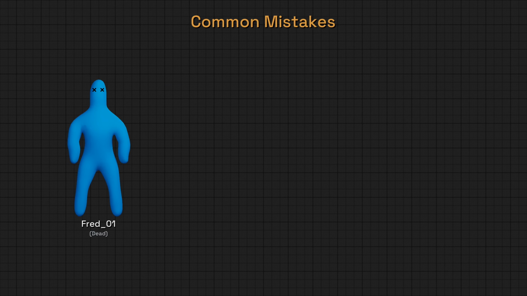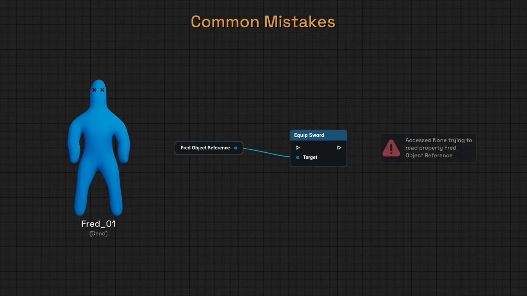Remember our first Fred, the one that met an unfortunate end? What if we tried to equip a sword on him now? Unreal would give us an access to none or invalid object error. We destroyed that Fred, so the reference no longer points to a usable object. The same kind of error can also happen if a reference was never set in the first place.